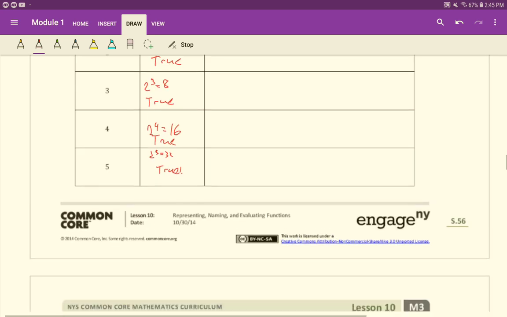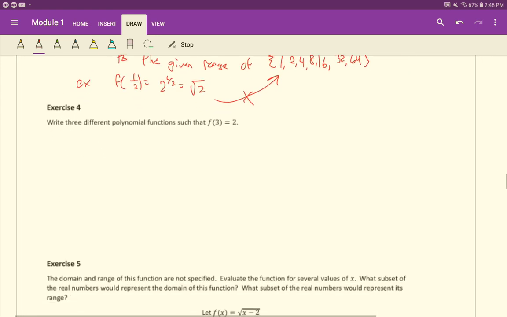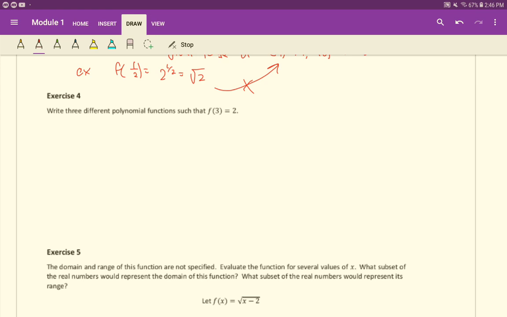In exercise 3, we also checked if a function was true, and then talked about if we changed the domain, would the range still be okay? And the answer in that case was no. So, exercise 4 asks us to write 3 different polynomial functions such that f of 3 equals 2. So we're just going to write 3 functions that result in this being true.